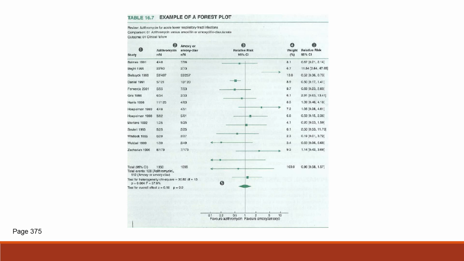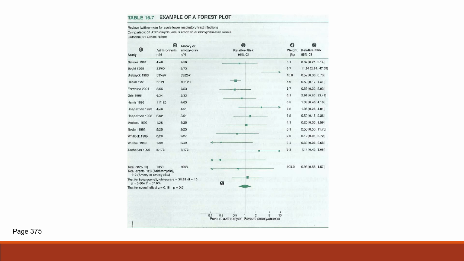Columns 2 and 3 indicate the number of subjects in experimental and control groups. Lowercase n equals the number of adverse events. Capital N equals the number of subjects in the group. For example, for the study by Balmes, 1991, the total sample was 104 subjects. 11 subjects had adverse outcomes.